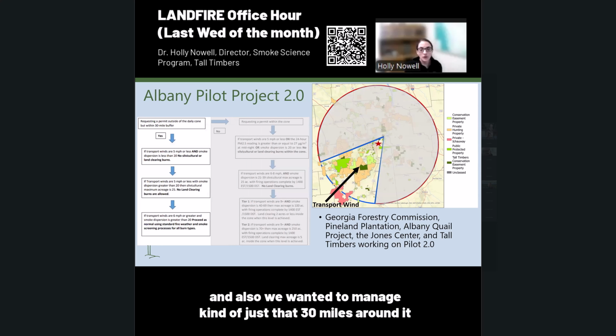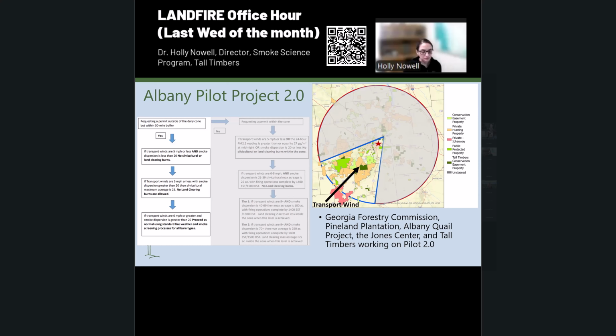And also, we wanted to manage just that 30 miles around it. So if you're not directly in that cone where the transport wind is going to move your smoke right over the city, you still have additional regulation. I should add, these regulations are in addition to anything else the Georgia Forestry Commission has that day, like if there's a drought or a fire weather warning, they will take all that into consideration. But it's a little bit less onerous, though there are still some restrictions on how much you can burn.